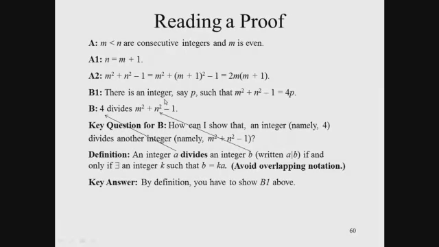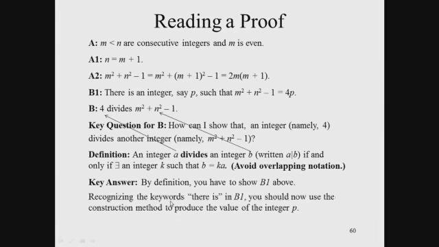So let's try that ourselves just to get an understanding here. What is the object? Integer p. What's the certain property? There is none. And what's the something that happens? m squared plus n squared minus 1 equals 4p. So the author should be now constructing a value for p. Recognizing the keywords there is in B1, you and the author should now use the construction method to produce the value of the integer p.